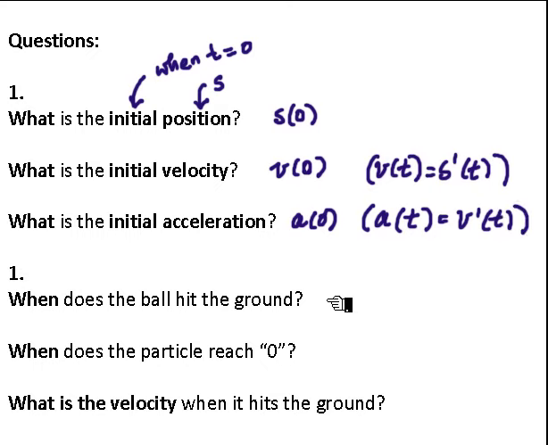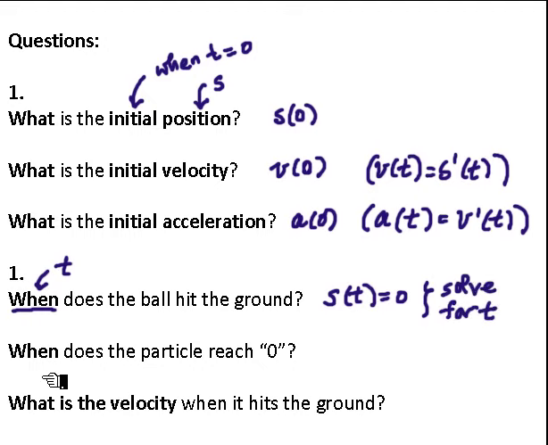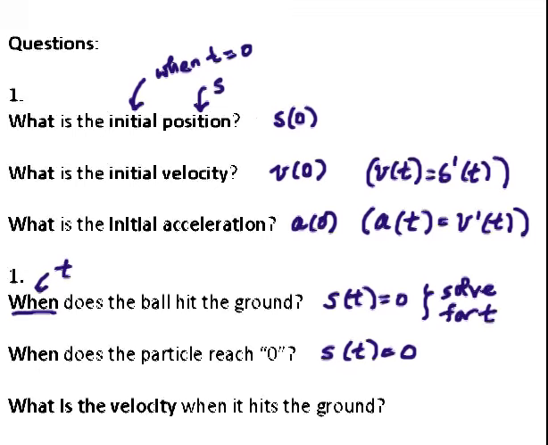Okay, when does the ball hit the ground? That is, when is s equal to 0? Now remember, when it says when, that means we want to get a t value. So when does the ball hit the ground? We are solving s of t equal to 0 and just solve for t. And in the case of horizontal motion, when does the particle reach 0? Exactly the same. s of t equals 0 again. So these first two are the same.